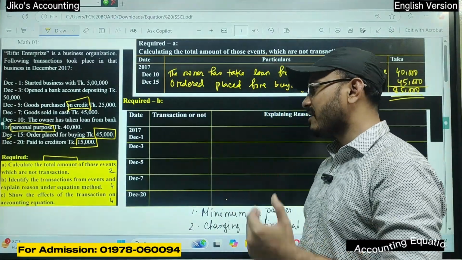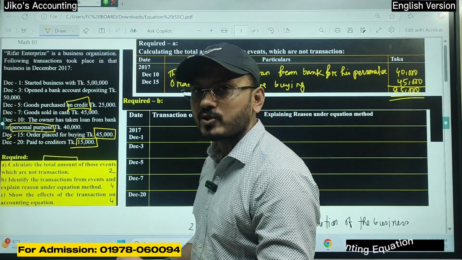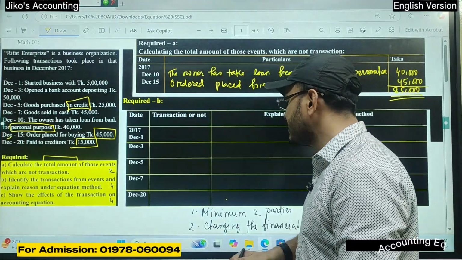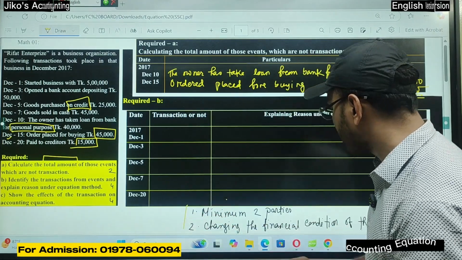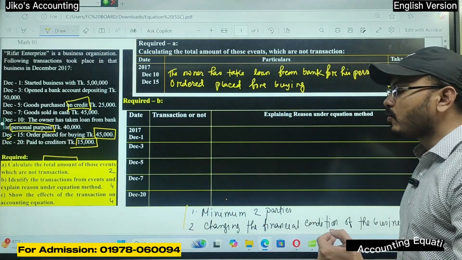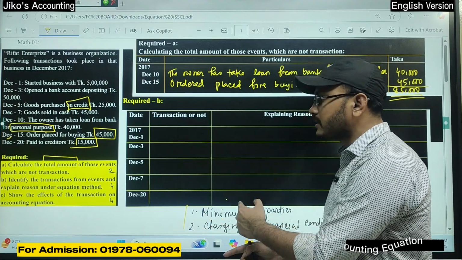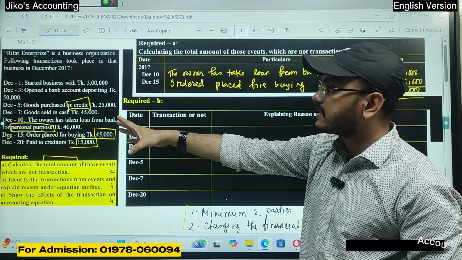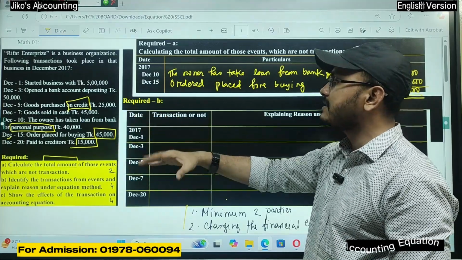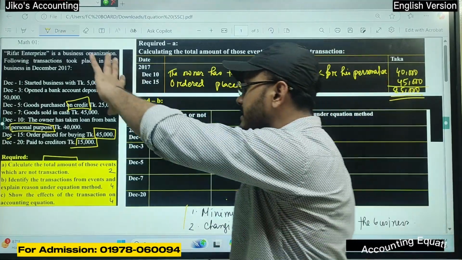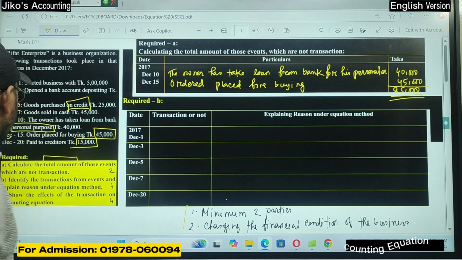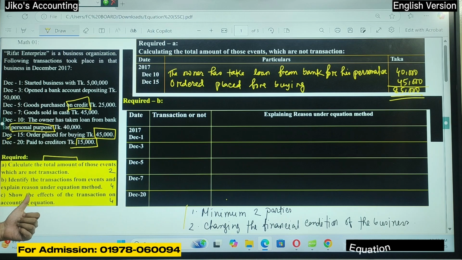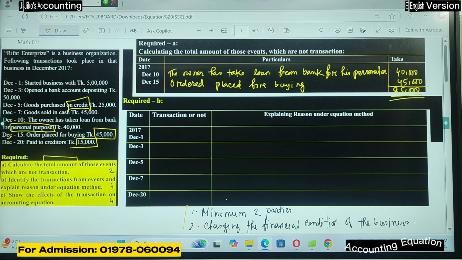What have we been told? We have been told to figure out the total amount of those events which are not transactions. So these two are the basic conditions or criteria to be a transaction. Whenever you find that these two characteristics are not found in any transaction or event here, you can't say it's a transaction. So the first one is done. And what is our second requirement? Identify the transactions from events and explain the reason under the equation method.